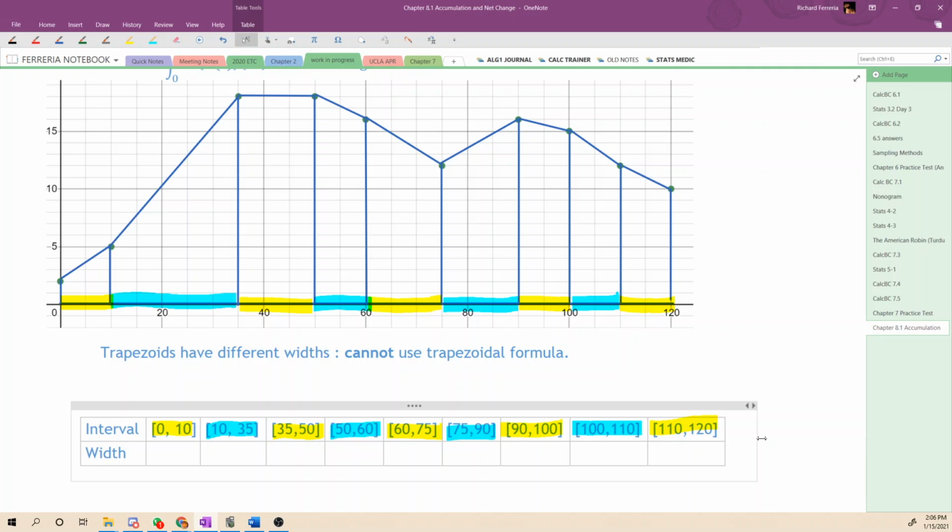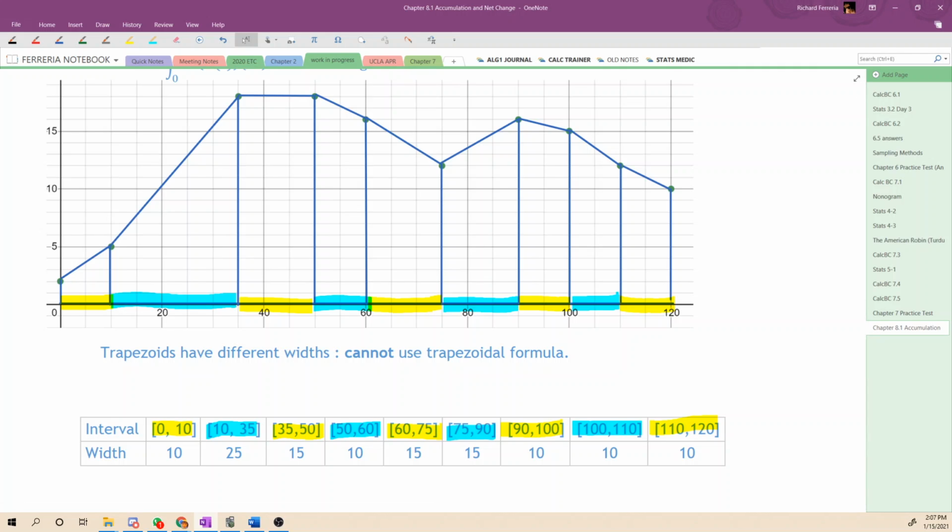The second row of this chart is going to be the width. So we can actually do this without even looking at the graph. The first one is from 0 to 10, and that has a width of 10. The second one is 10 to 35, and that has a width of 25. 35 to 50, that's 15. 50 to 60, that is 10. 15, 15, 10, 10, and 10. So we create all of the widths for each one of our trapezoids.